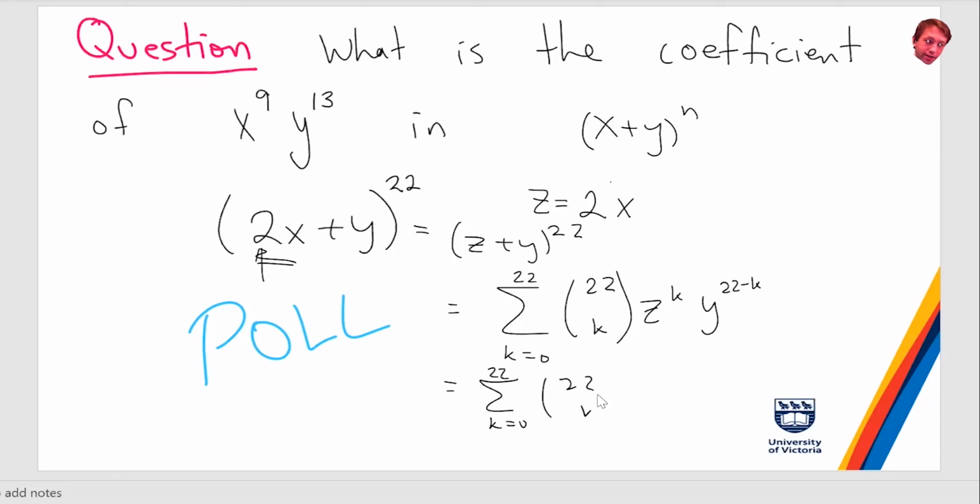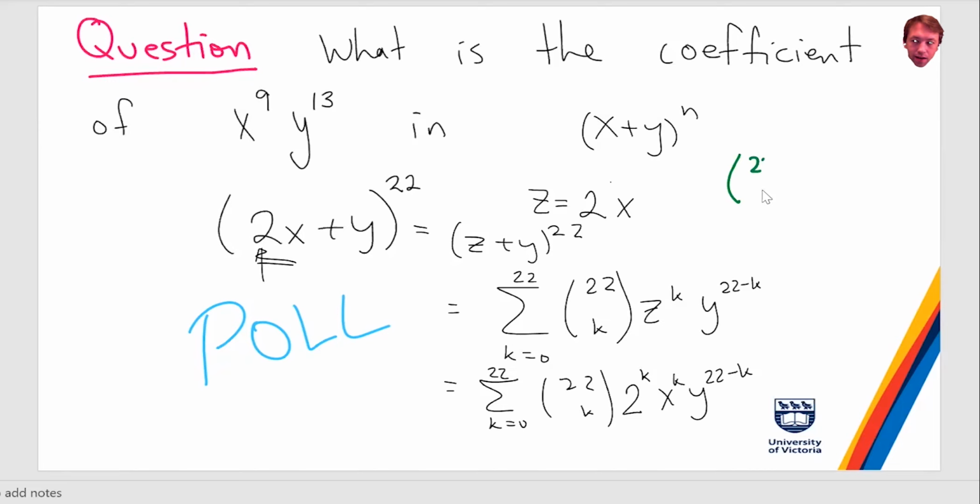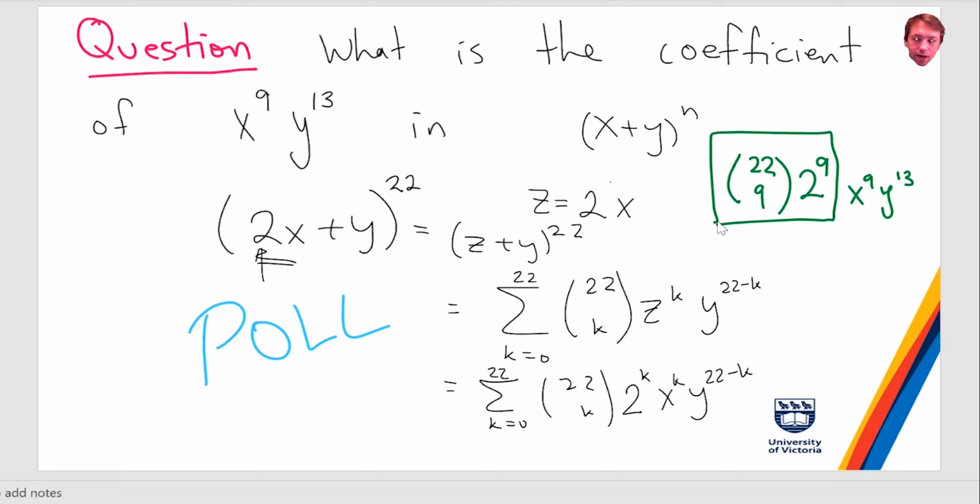So what we're looking for is the case k equals 9, but now we can substitute back in. So this is k equals 0 up to 22, 22 choose k, 2 to the k, x to the k, y to the 22 minus k. If I look at the case k equals 9, what I get is 22 choose 9, 2 to the 9, and then the variables x to the 9, y to the 13. So this is my coefficient.